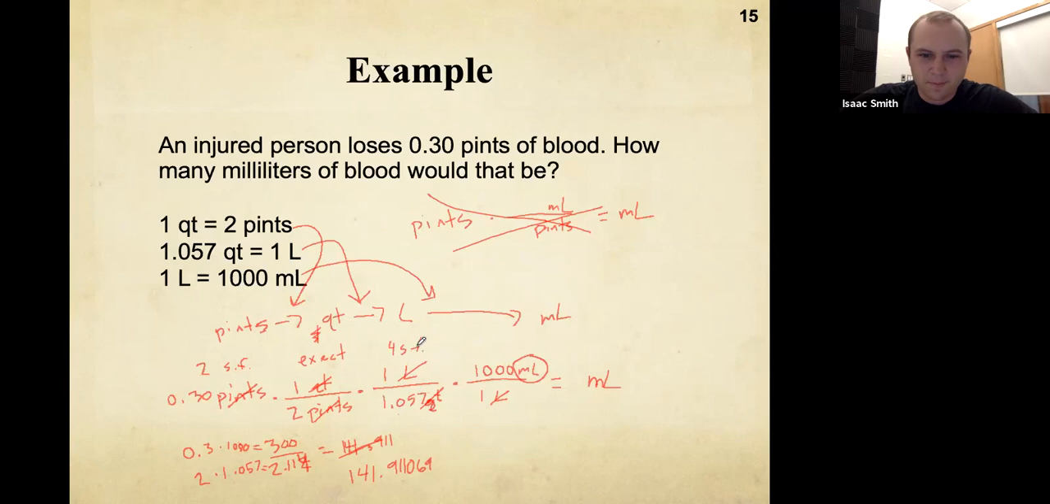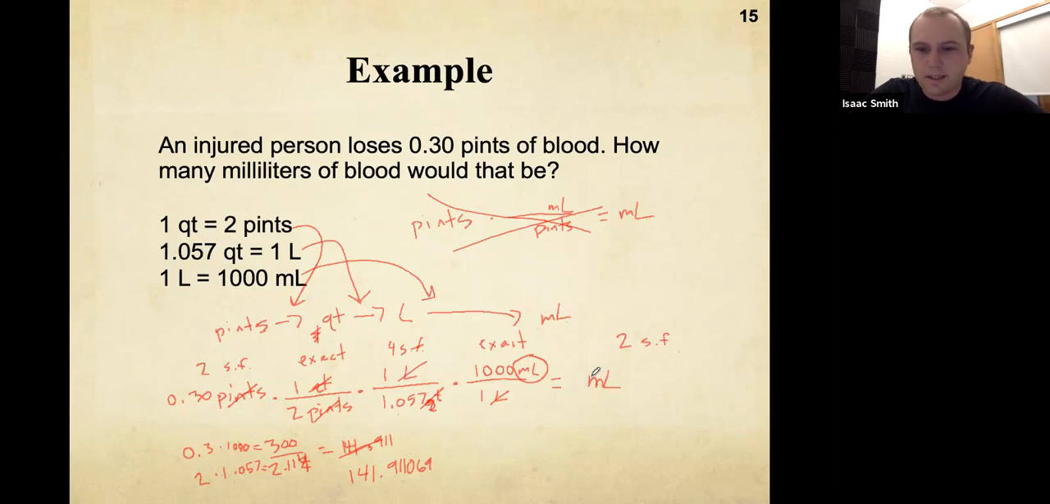And then this last conversion is between milliliters and liters. Those units are both within the metric system, so this is an exact conversion. So now we have a 2 sig fig, an exact, a 4 sig fig, and an exact. The least of all these is the 2 significant figures, which means our answer can only have 2 sig figs.